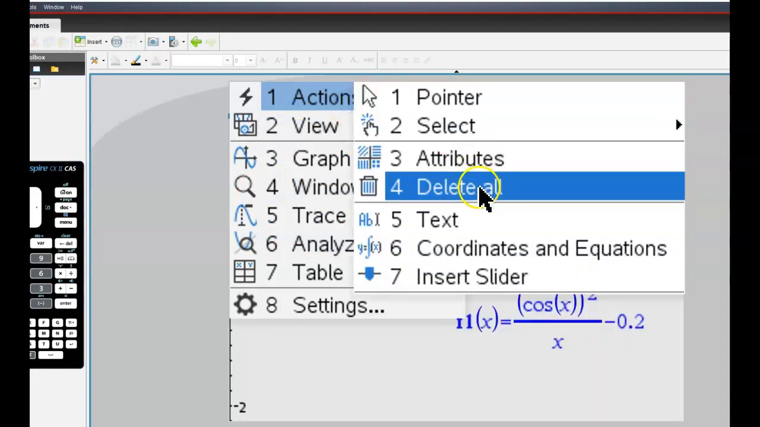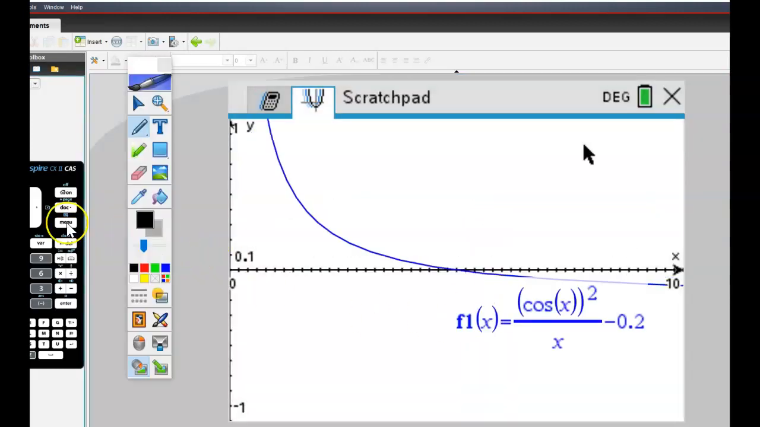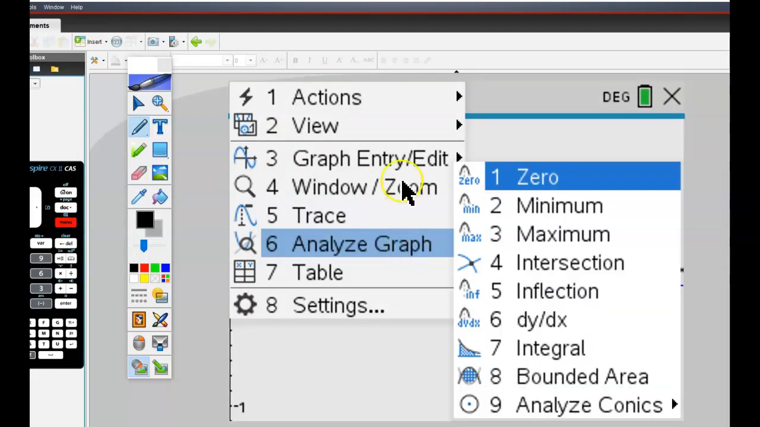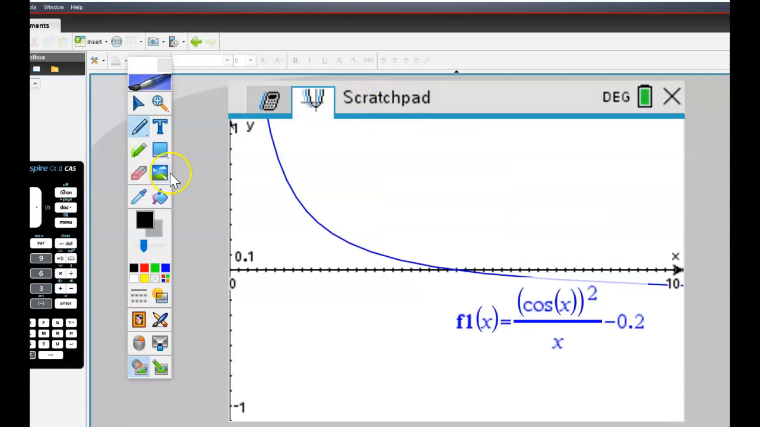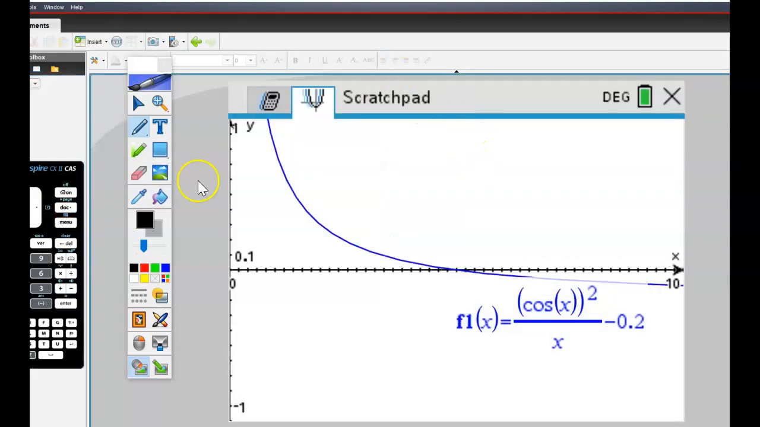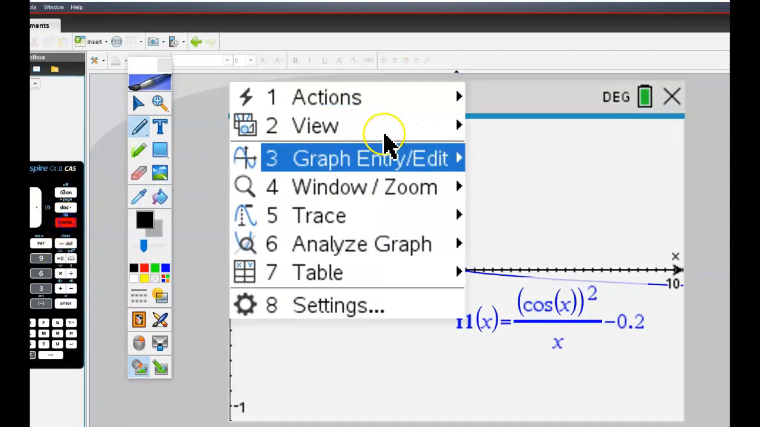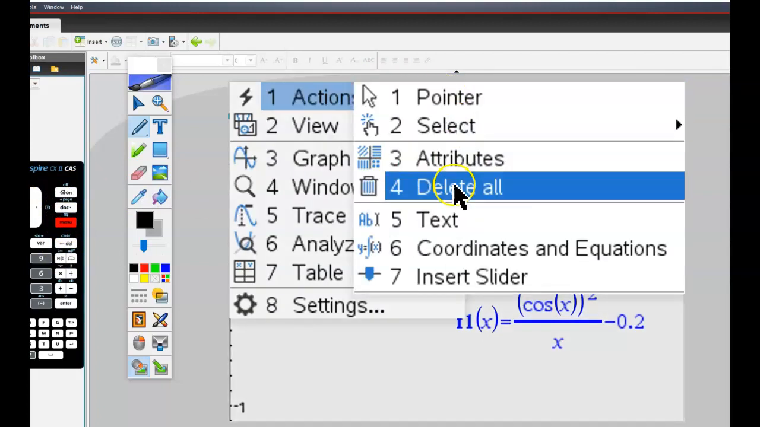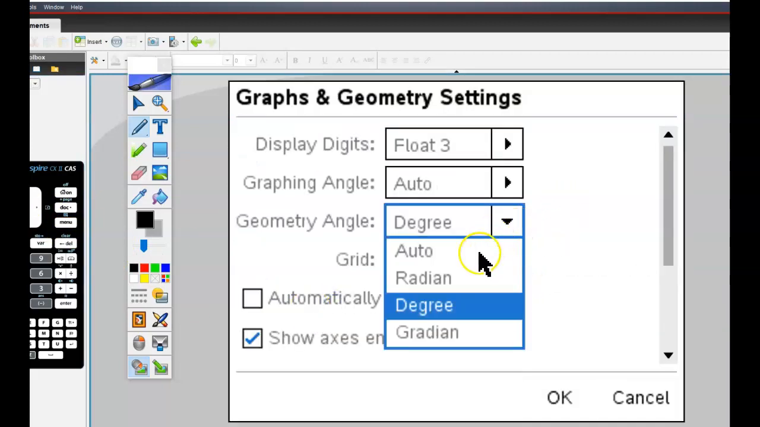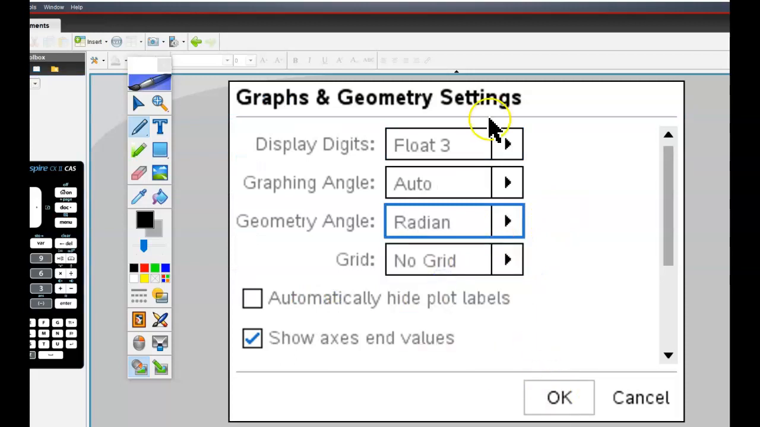graphing calculator. So I'm going to delete all these functions. Okay, I'm just going to delete this here quickly again and show you how I got this. Menu, actions, delete all. Okay, I'm just going to make sure that my calculator is set up in radians because it was set up in degrees.